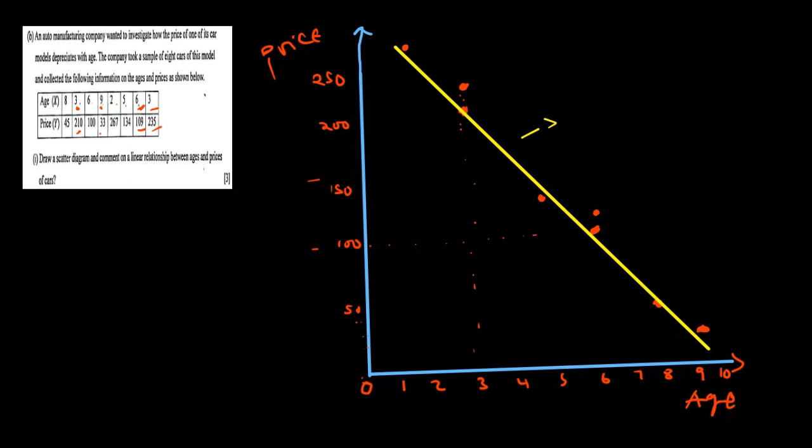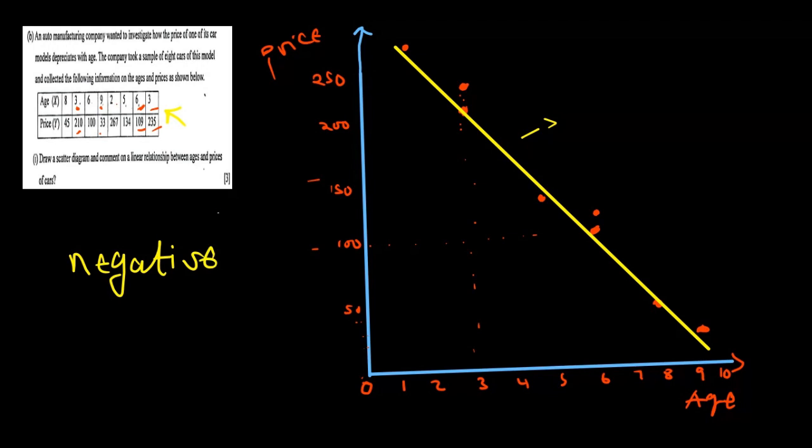Okay, so this is the scatter diagram that they wanted us to plot. Just plot all these points that you've been given there. So we've plotted all the points, and when you draw a line among those points, we see that the relationship there will be a negative linear relationship.